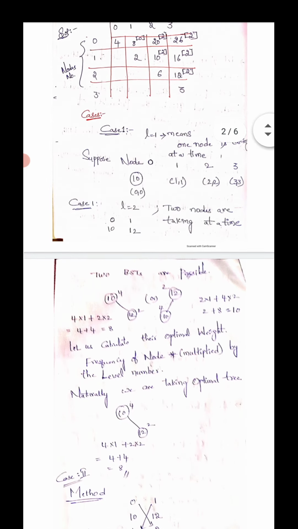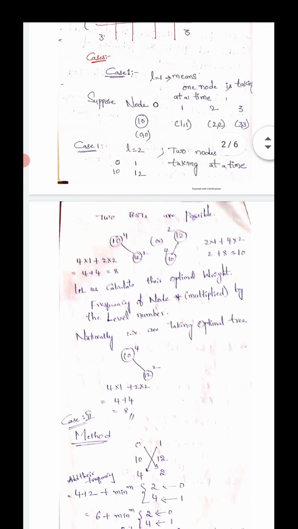Okay, two binary search trees are possible for this case. Look at this. 10, 12 are the node numbers. First of all, coming to the binary search tree, what is a binary search tree? In a binary search tree, if a node is greater, we place it in the right subtree. If the node is less, we place it in the left subtree. Here, two binary search trees are possible with 10, 12.